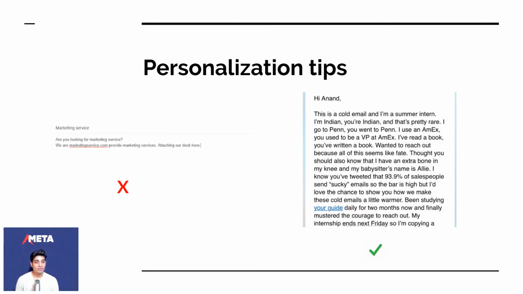Hi, Anand. This is a cold email and I'm a summer intern. I'm Indian, you're Indian, and that's pretty rare. I go to Penn, you went to Penn. I use an Amex. You used to be a VP at Amex. I've read a book. You've written a book. Want to reach out to you because all of this seems like fate. Thought you should also know that I have an extra bone in my knee and my babysitter's name is Ali.